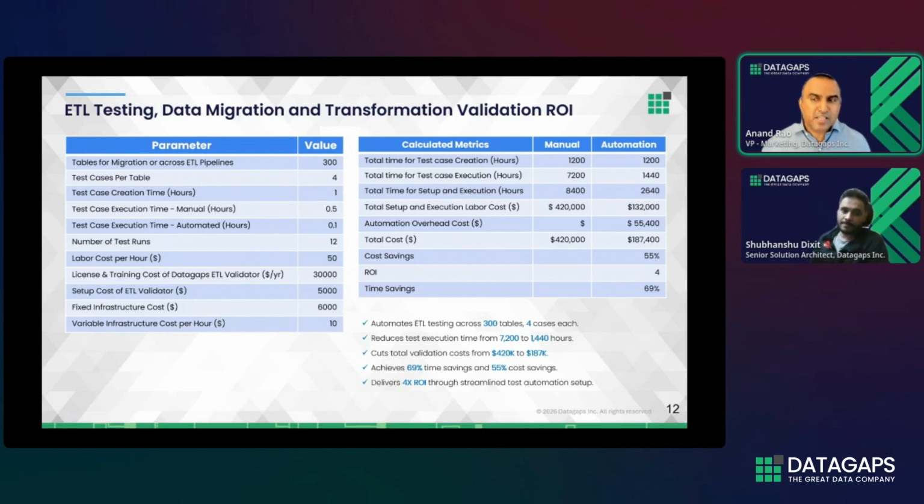These are combined to deliver a 4x ROI on your investment just in the first year. So the message is simple here. Automation does not just save effort, it also lowers the project cost, speeds up the delivery, and makes large-scale migration projects and testing programs much more efficient and predictable.